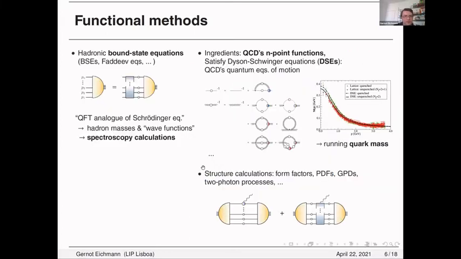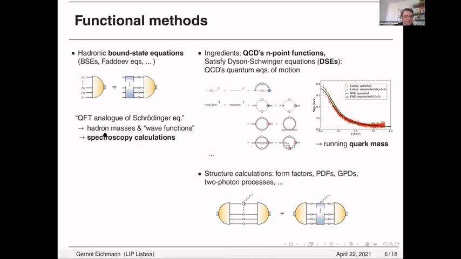Here's the one-slide summary on functional methods in order to calculate bound states or resonances of n quarks or antiquarks in QCD. We solve covariant bound state equations. They go by different names: Bethe-Salpeter, Faddeev-Yakubovsky equations. A simple way to think about them is as the quantum field theoretical analog of the Schrödinger equation. The Schrödinger equation gives you the energy and the wave function of the system. From here you get the mass of the hadron and the wave function, which is the Bethe-Salpeter amplitude.